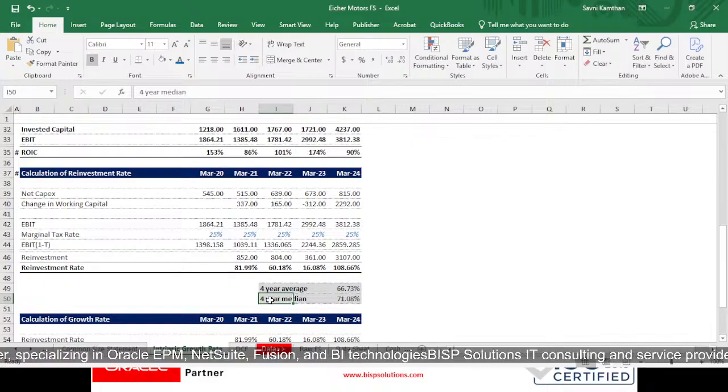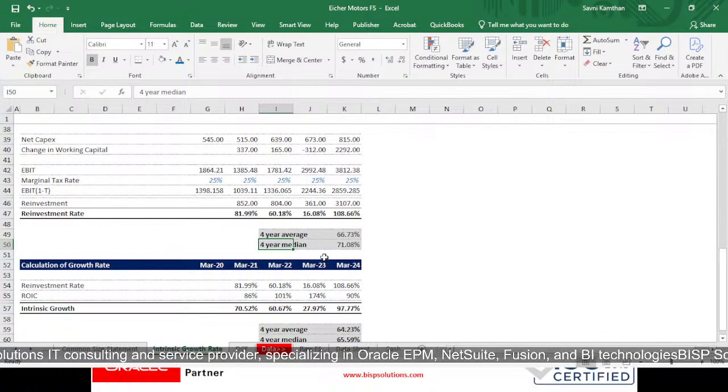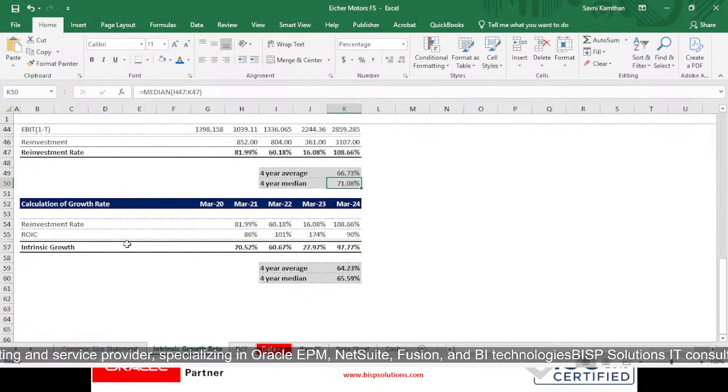If we want to calculate our 4-year median, we will use the median function, and again the same range will be selected for the calculation of the median. So here we get the 4-year average for our reinvestment rate and the 4-year median for our reinvestment rate, which is 71.08, right?